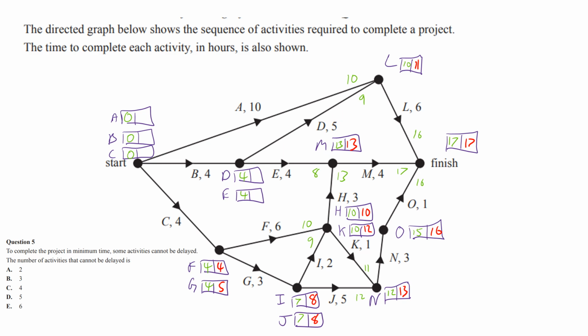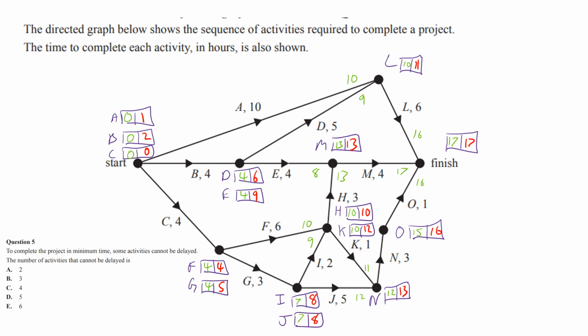Let's go back up the top. So 11 minus 1, 10 is 1 for A. 11 minus 5 is 6 for D, but 13 minus 4 is 9 for E. And then B, choose the lowest number, 6. 6 minus 4 is 2, and C, 4 minus 4 is 0. So we're going to highlight the critical path.